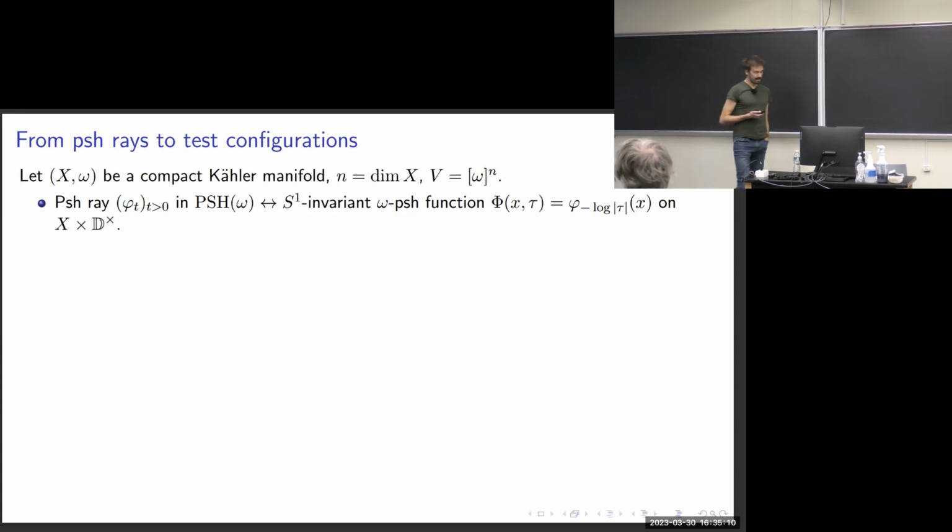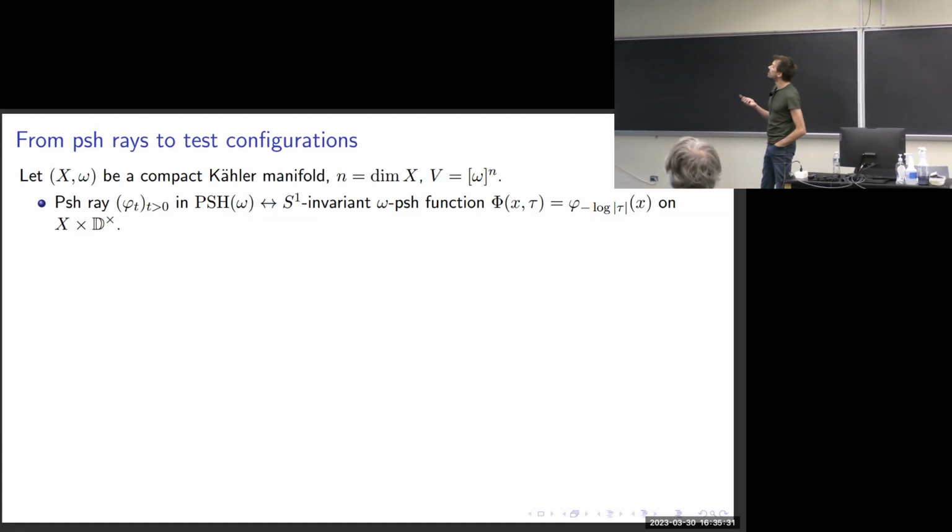But for what we want to do here, we want to study the behavior at infinity of the ray. It's more convenient and it fits more with the algebraic geometric picture to take another conformal model, which is a punctured disk. So we want to view a ray as a certain omega PSH function, capital phi, on the product of X with the punctured disk, and it's S1 invariant. Okay, and we will be interested in its behavior near the origin of the disk. So at the moment, there's no reason that it could not be quite wild actually near the X times zero, if we don't make any assumption.